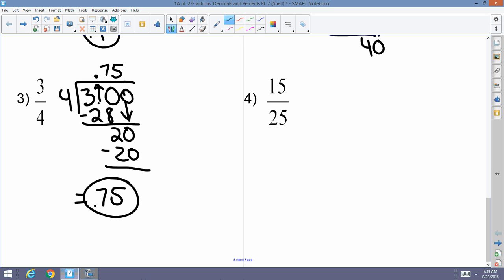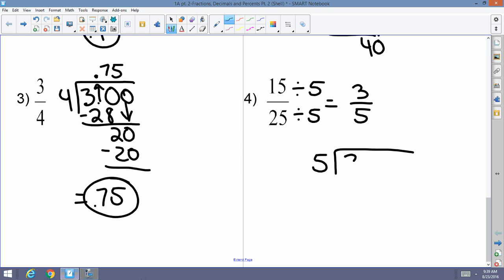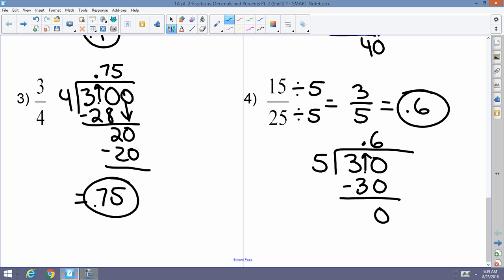15/25. Now before you divide, you always want to try to see if you can simplify, if you can reduce. Because I promise you, if you reduce a fraction, you're not changing the value, you're just changing the appearance. So if I divide 5 into both the numerator and the denominator, I'm going to get 3/5. And then it's a much easier division. 5 goes into 3.0 6 times, because that's 30. So 3/5 equals 0.6. So fractions to decimals, just go ahead and divide.